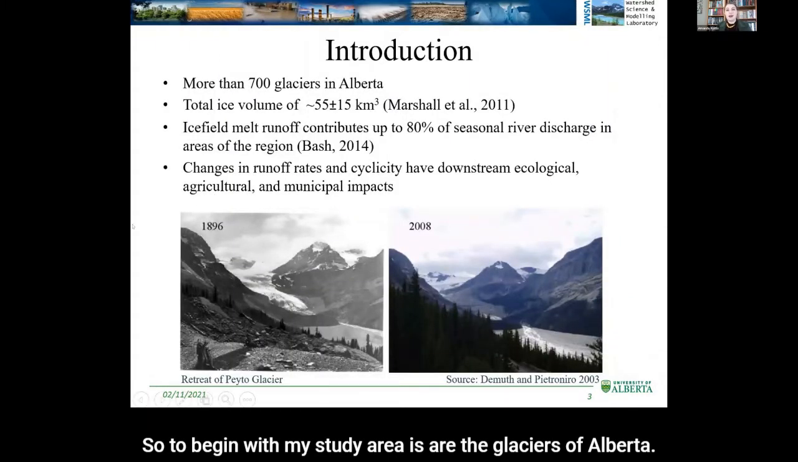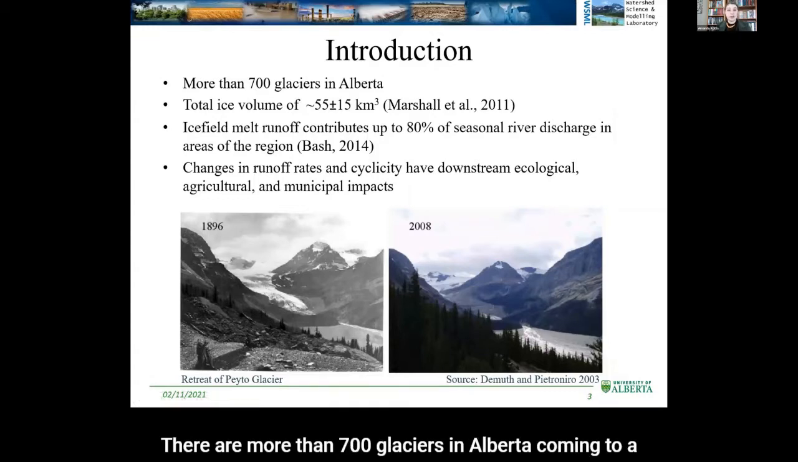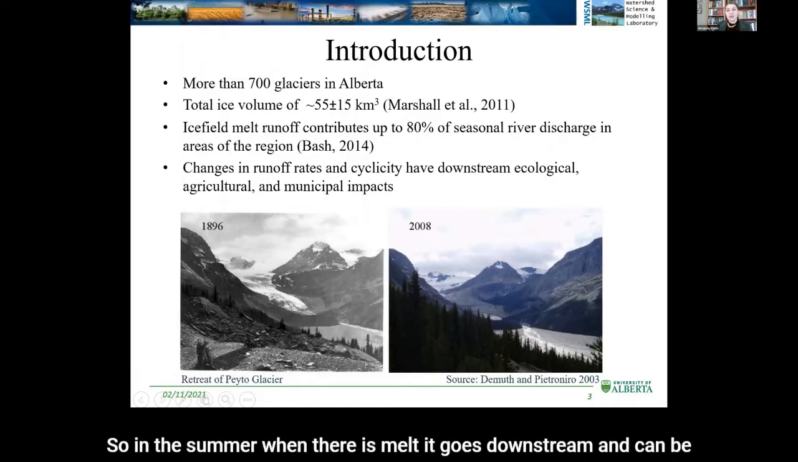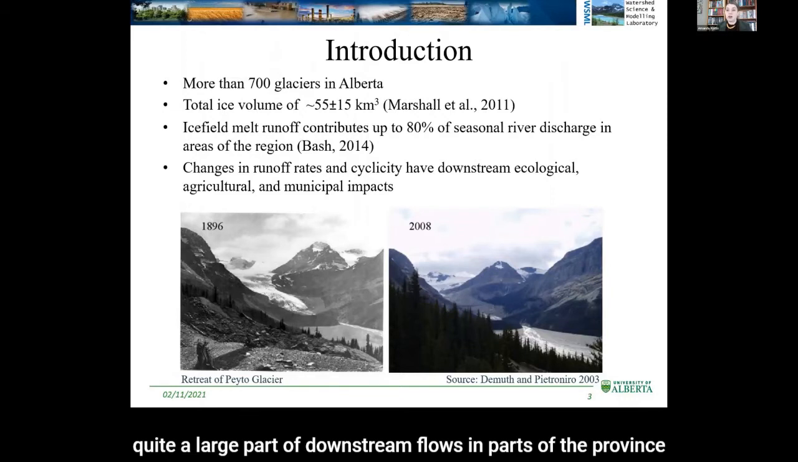So to begin with, my study area are the glaciers of Alberta. There are more than 700 glaciers in Alberta, coming to a total ice volume of approximately 55 cubic kilometers. It has been found that in some areas of the province, ice field melt runoff contributes up to 80% of seasonal river discharge. So in the summer, when there is melt, it goes downstream and can be quite a large part of downstream flows in parts of the province.